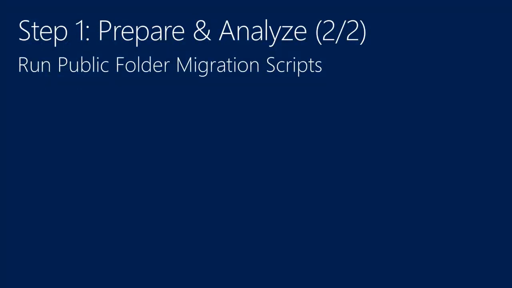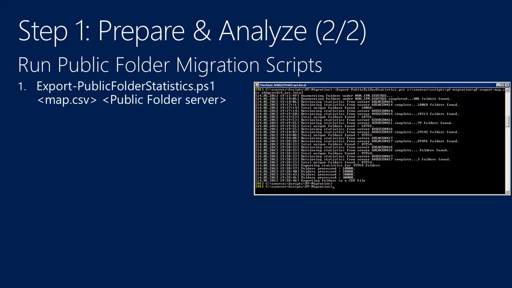So then the first thing is, has anybody of you already run the migration scripts? Somebody tested it or tried it? No, nobody? Okay, I have a couple of pieces of information for that. First, you run the Export public folder statistics script. As I said, this is a download, available on the Microsoft TechEd web pages. You need to download that script and store it locally.